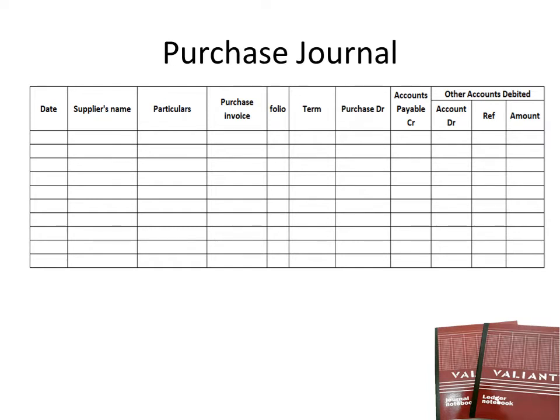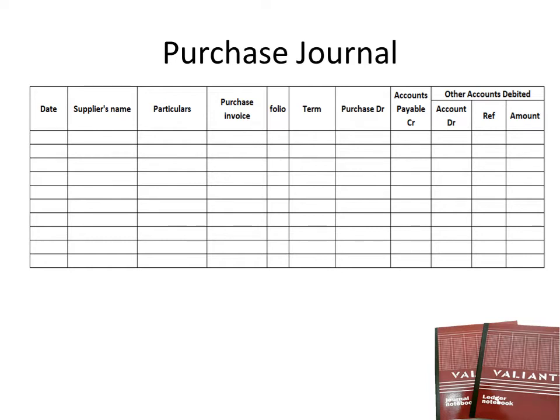Next, you also have the purchase invoice. In some books, it's called reference, so that you would be able to put the invoice number or the official receipt number on a particular product you had bought. Then you have the folio. The folio is used as your cross-referencing on what ledger you put the particular entry in this journal.